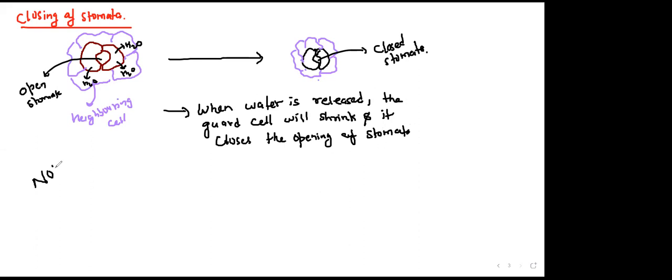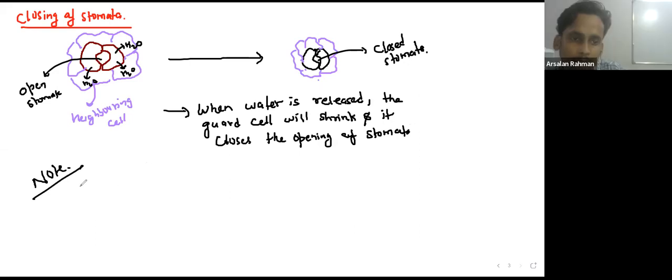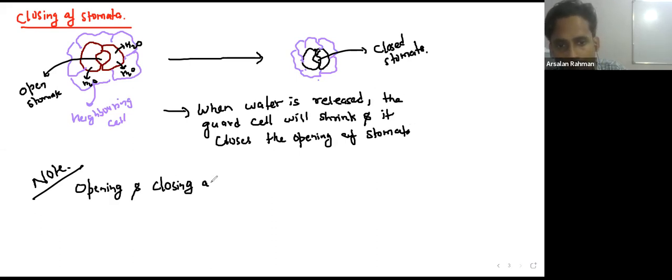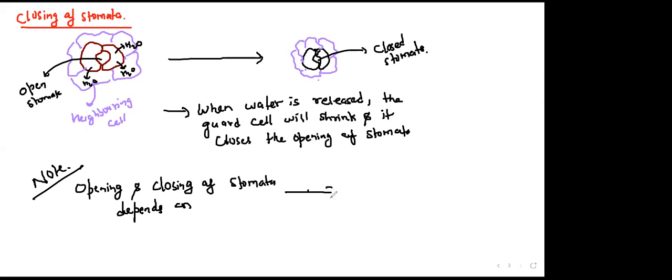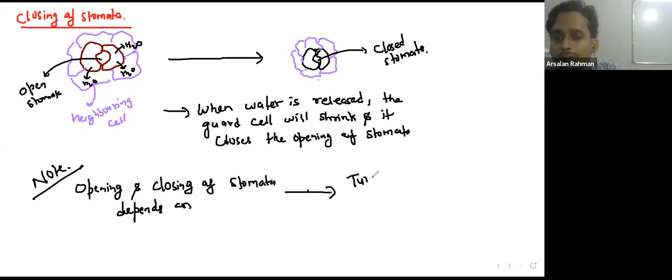Please write a note point. Opening and closing of stomata depends on what? Presence or absence of water inside the guard cell. It depends on the turgidity of the guard cell. I will explain the meaning of turgidity.